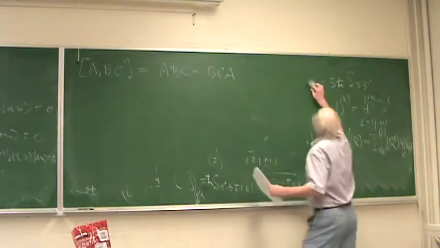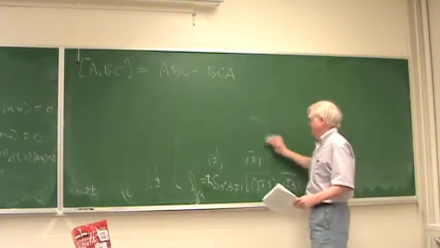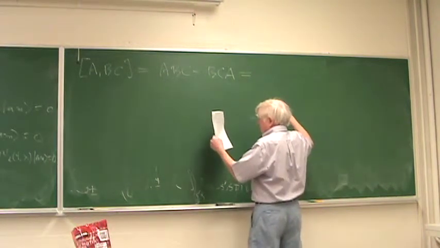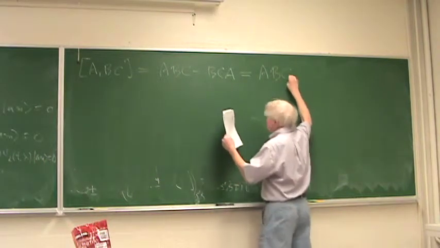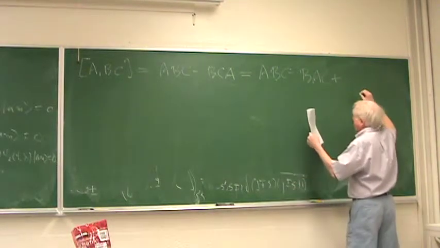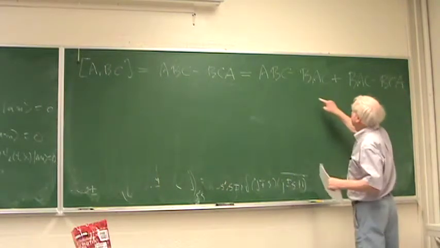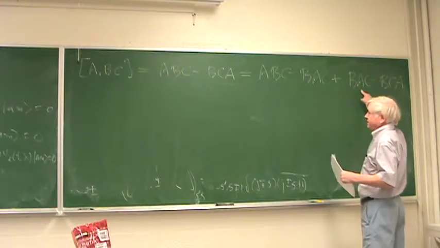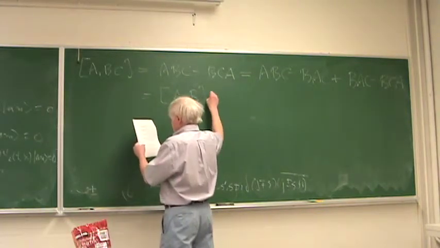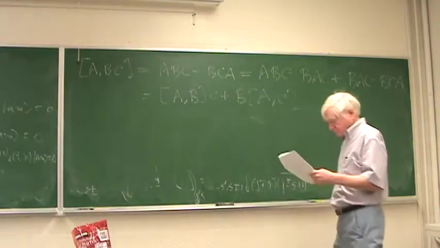But now, as is often true in mathematics, if you take one step backwards and rewrite this in a more complicated way, as ABC minus BAC plus BAC minus BCA. So I've just stuck in minus BAC plus BAC in the middle. You can now rewrite this as AB commutator C plus B commutator AC.